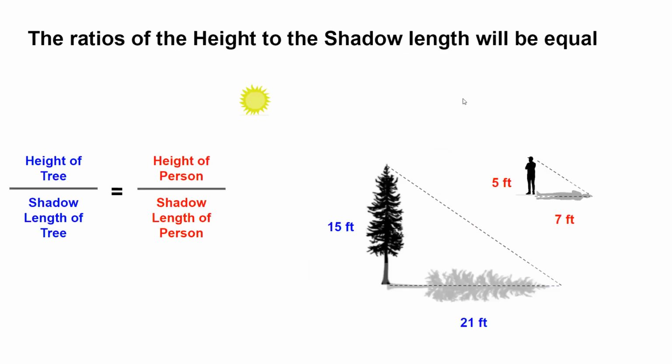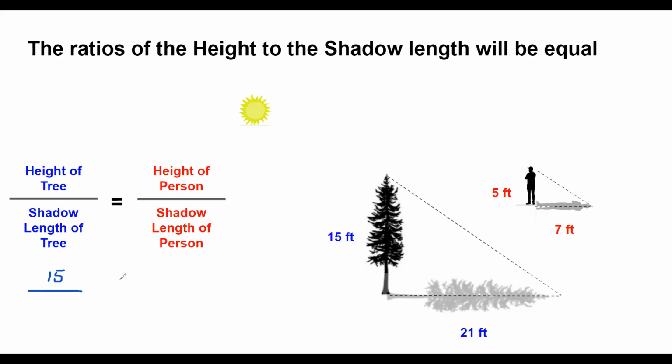So what that means is that we can use a proportion because the ratio of the length of the two legs will be the same. In this case, the height of the tree to the length of the shadow. I would normally set this up with the height on top just to be consistent. So let's set this up and see how this looks. We have a height of the tree of 15, and we have a shadow length of 21, 15 over 21. For the person, we have 5 foot tall, and we have a 7 foot shadow.